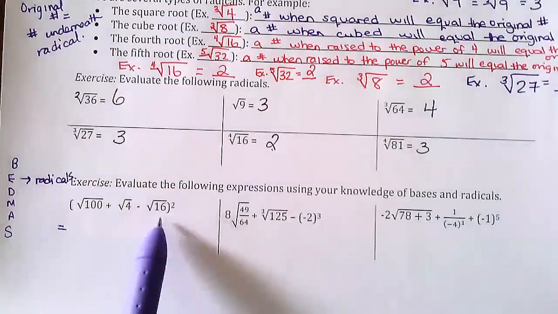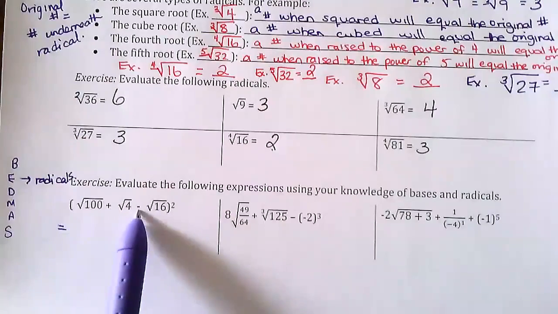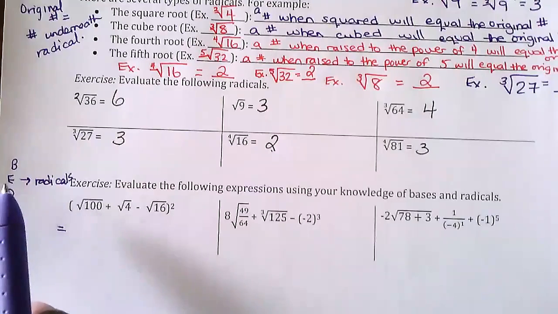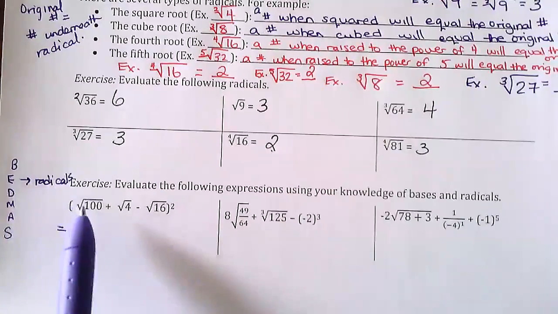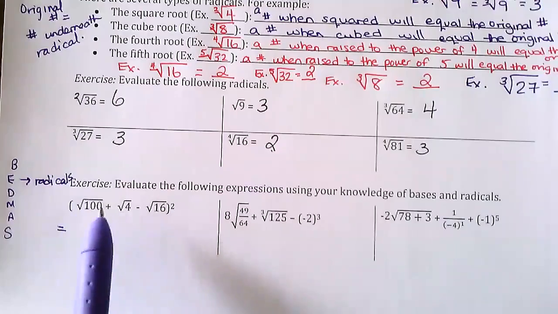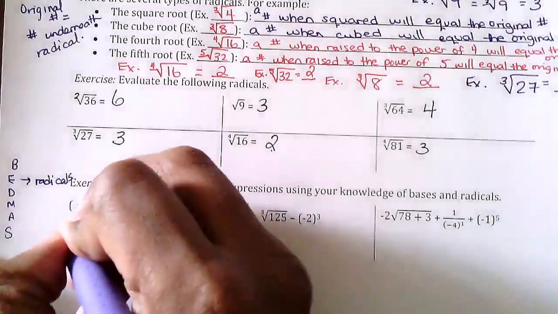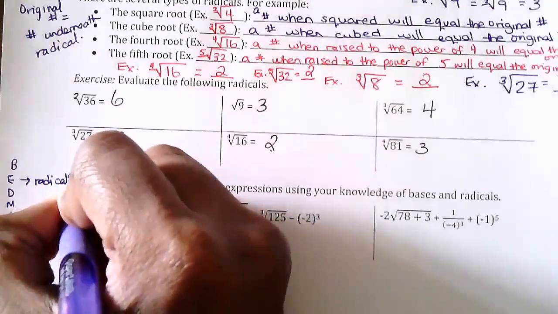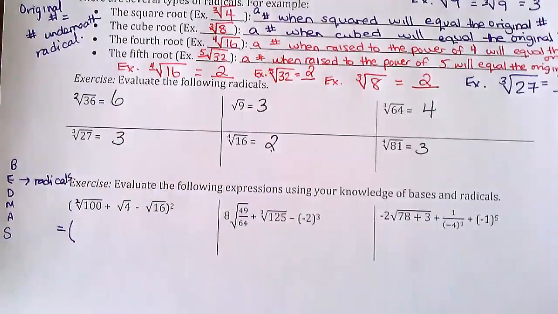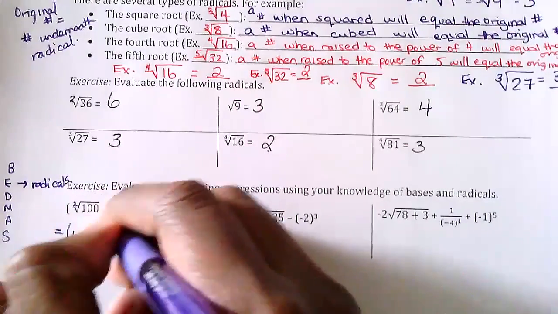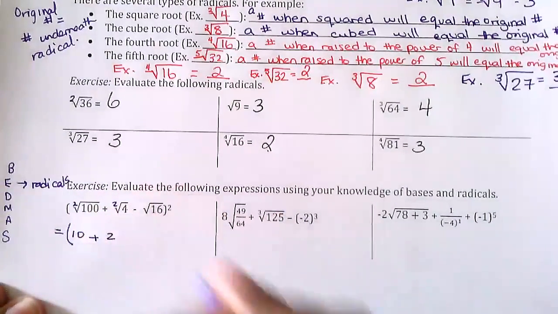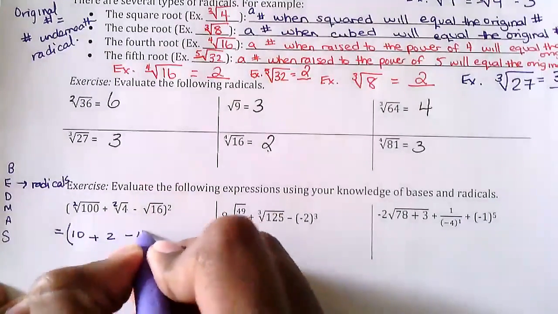So within this bracket, I have a whole bunch of radicals, addition and subtraction. Again, radicals are equivalent to exponents. Again, we'll show you how later. So those need to be done first before the addition and subtraction. So the square root, I know it's a square root because there's no number there, so there's secretly a 2. The square root of 100 is just 10. The square root of 4 is 2. And the square root of 16 is 4.